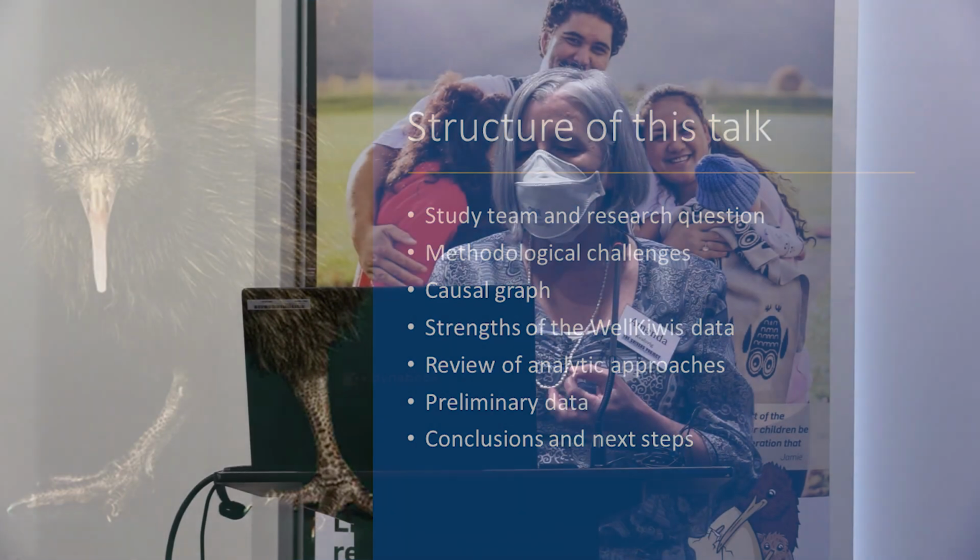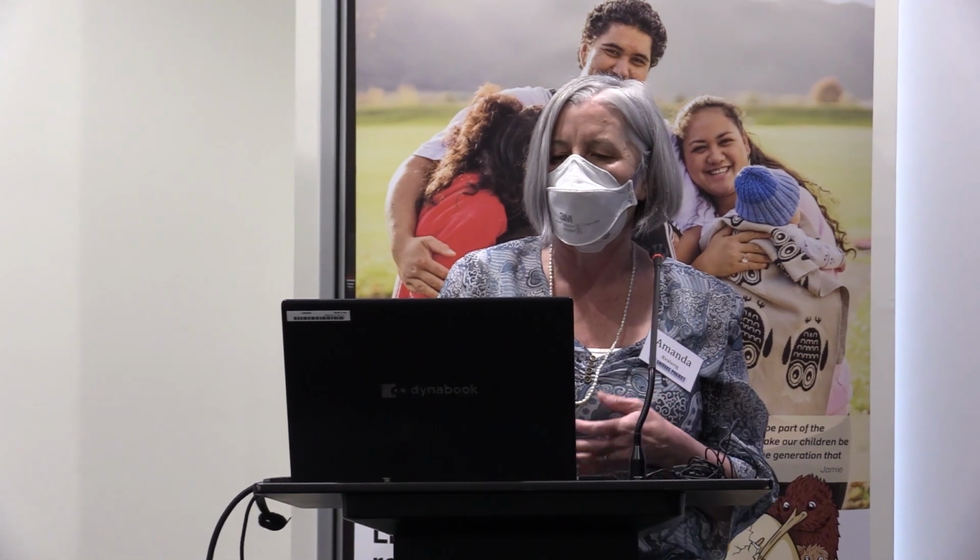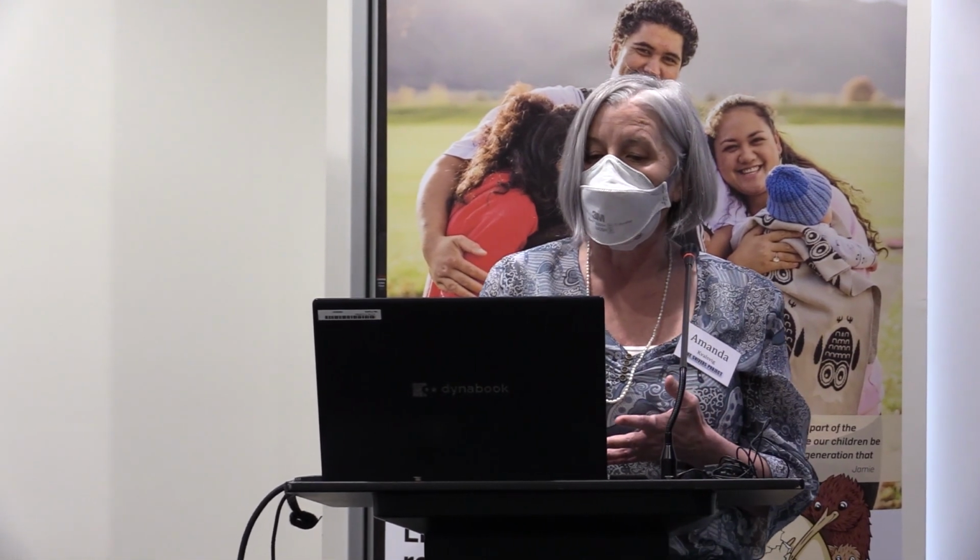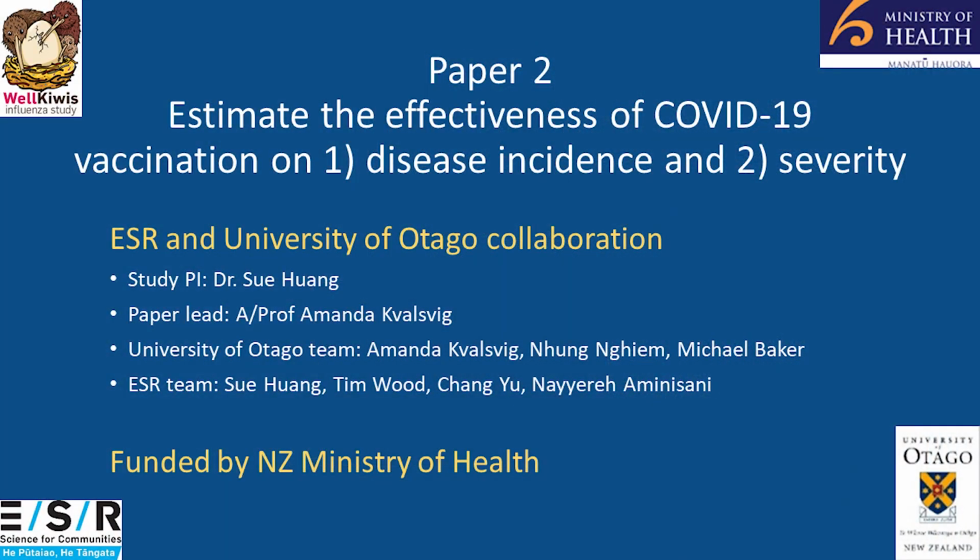So this paper is to estimate the effectiveness of COVID-19 vaccination on disease incidence and severity. And this is a collaboration between ESR and the University of Otago. It's lovely to be all working together.